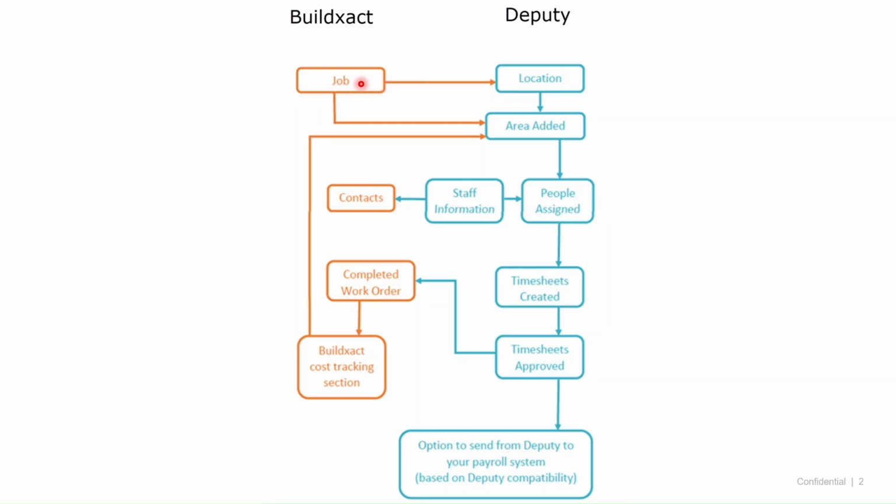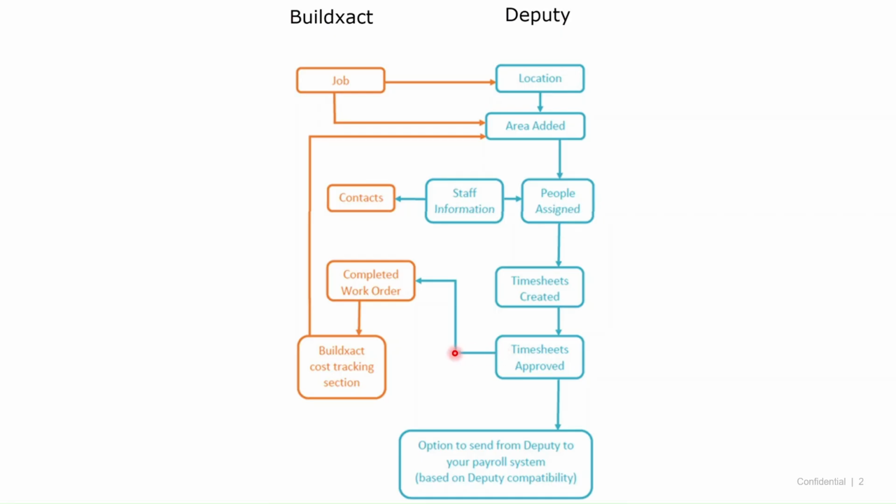Now, for the sake of translation, what Buildxact calls a job, Deputy calls a location, and what Buildxact calls a cost category, Deputy calls an area. So it's really just you're creating the equivalent thing in Deputy from Buildxact. Now, in Deputy, the staff, you will have to go through and put a pay rate against people, and you'd have some controls in Deputy also around where people work, and that just helps them put timesheets to the right jobs.